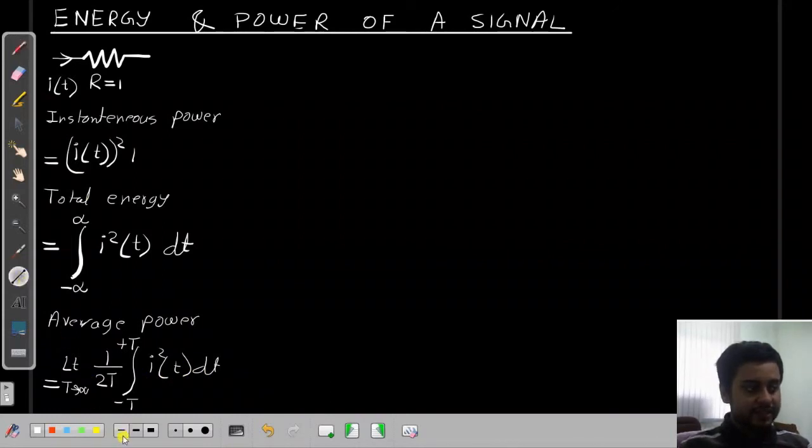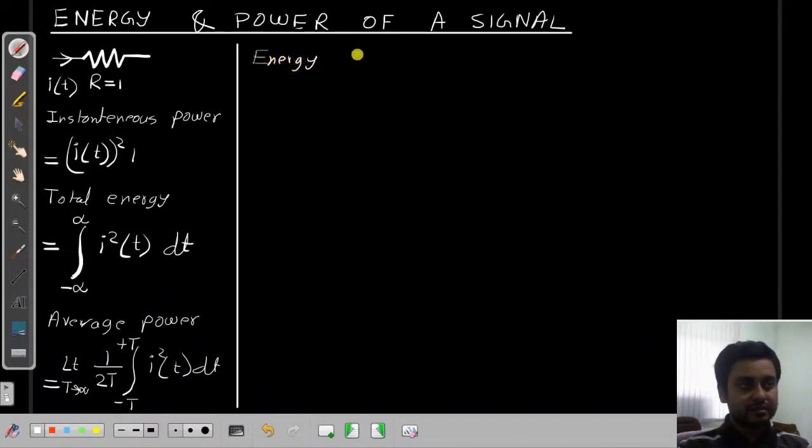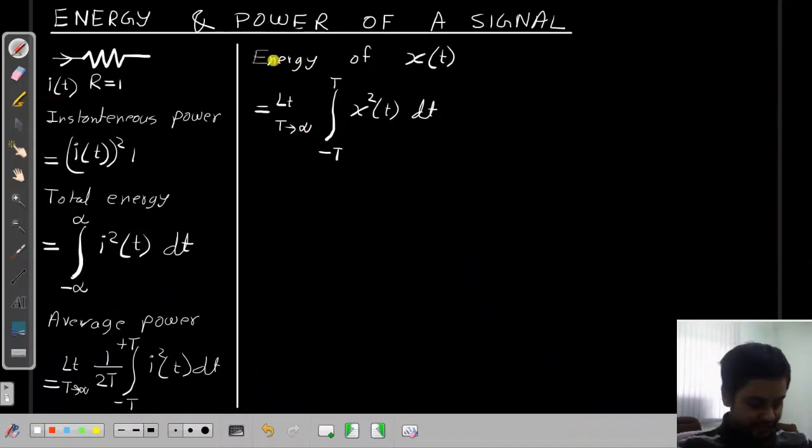Now keeping this in mind, we define the energy of a general signal, a general function of time x(t), as the integration of x squared(t) dt from minus infinity to plus infinity, and you may also write it this way, minus T to plus T with limit T tending to infinity. This is the total energy.